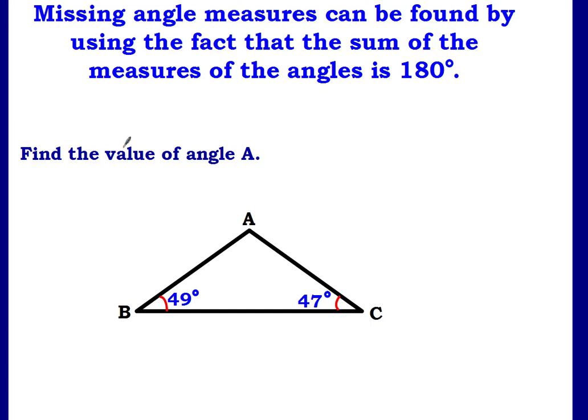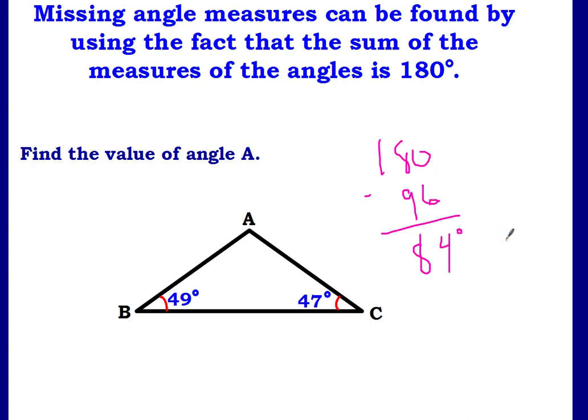is 180 degrees. So if I know that angle B is 49 degrees, and angle C is 47 degrees, and I want to find the measure of angle A, all I have to do is add up B and C and subtract from 180. So 49 plus 47 is 96, and I subtract from 180, and I get 84 degrees. So the measure of angle A is 84 degrees.